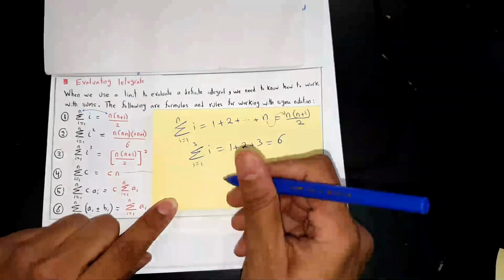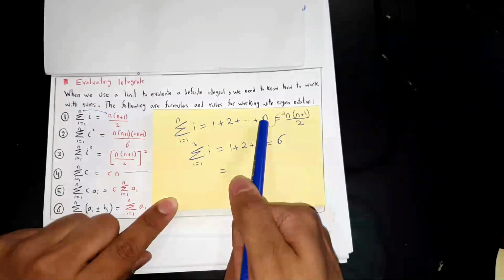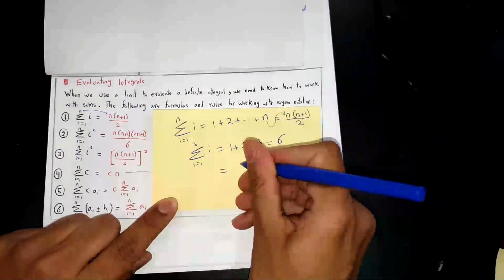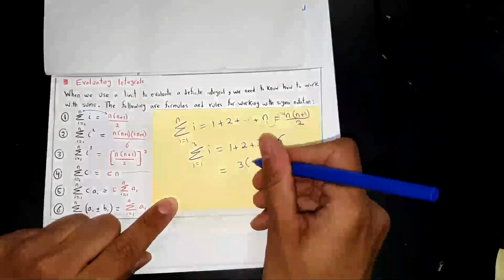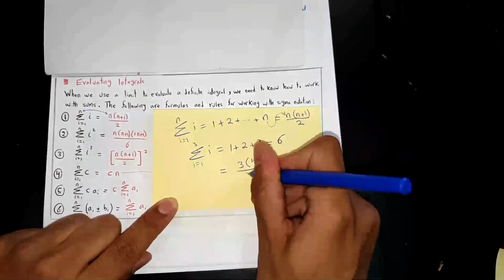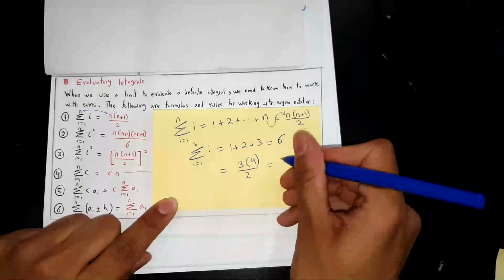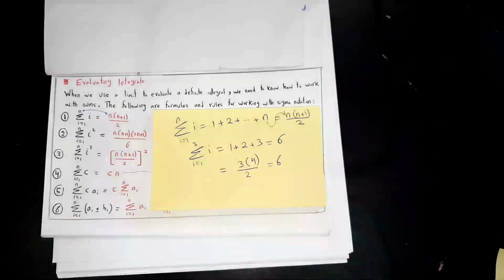Now let us apply the formula. What is our n? As I said, it is the last number here, which is 3. So put it here. Put 1. Add 1 here. You will get 4 and divide by 2. If you evaluate this, 12 over 2, that is 6. So we get the same answer.